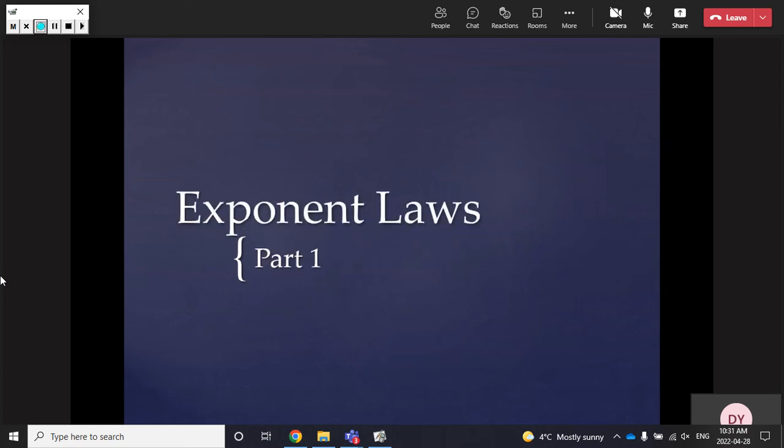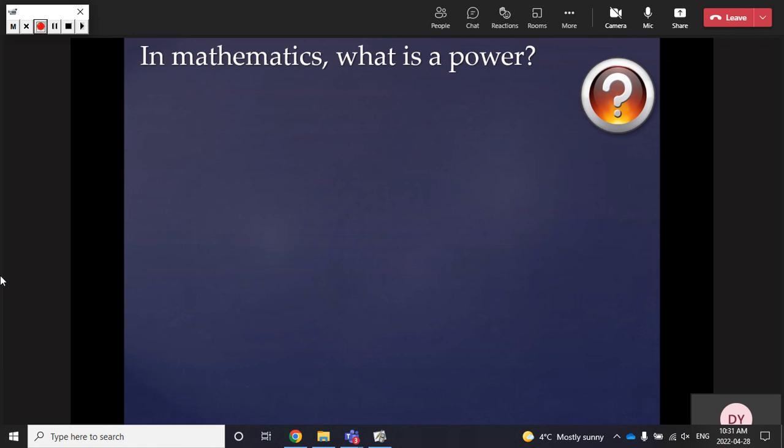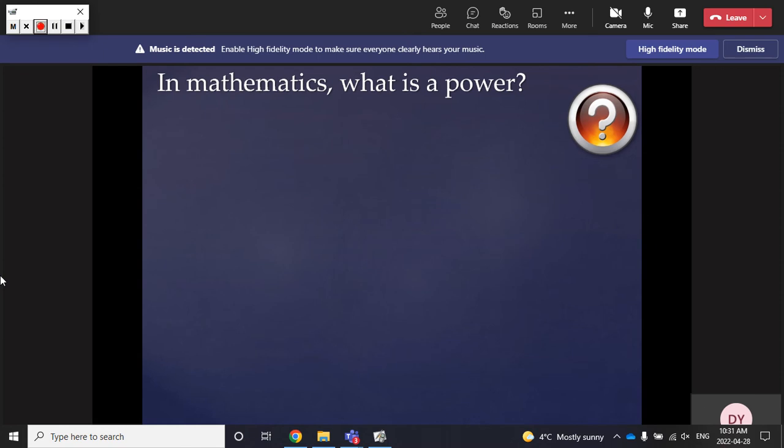Alrighty. Exponent laws, part one. Now, I got one question for you folks. In math, what's a power? I know it's kind of a weird question. We've dealt with powers before, especially with BEDMAS. Kind of very similar to that.